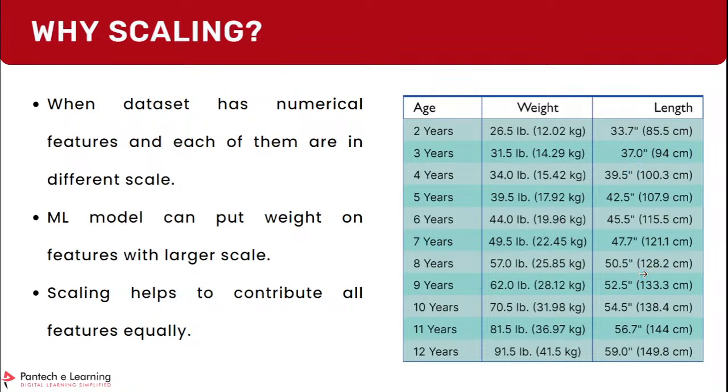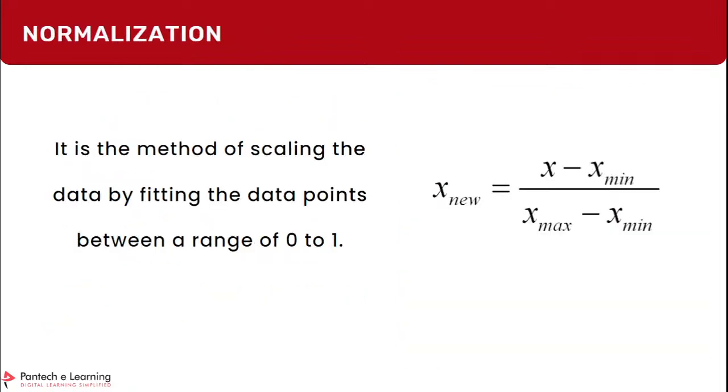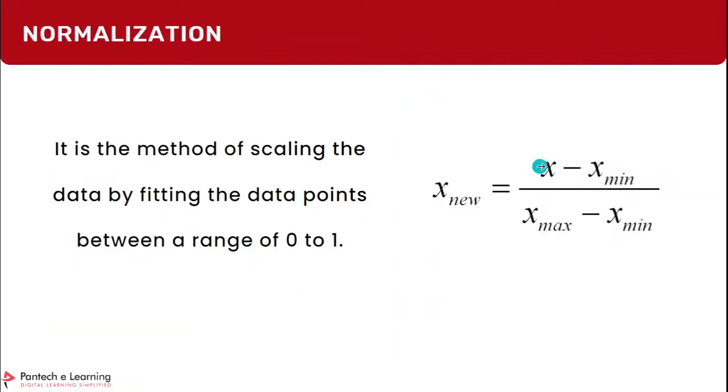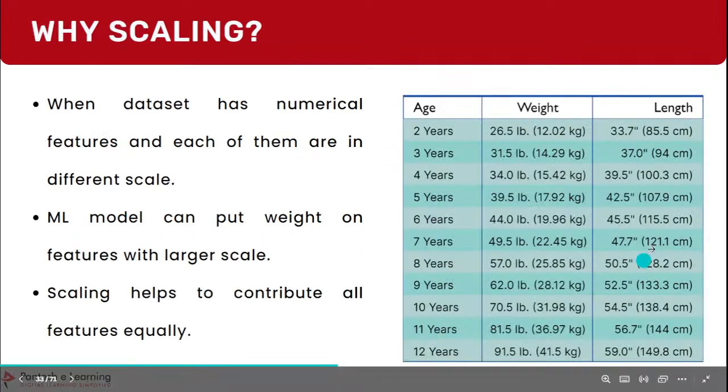So when you have data of different ranges and you train your algorithm, your machine learning model can put more weight on one particular feature, like length, because it's on a larger scale. To avoid this, and to help everyone contribute equally, we could perform scaling, where we can go for normalization. The new value will be the old value minus the minimum value of that column, divided by the maximum value minus the minimum value of that column. When I do this, all data in that column will be between 0 and 1.